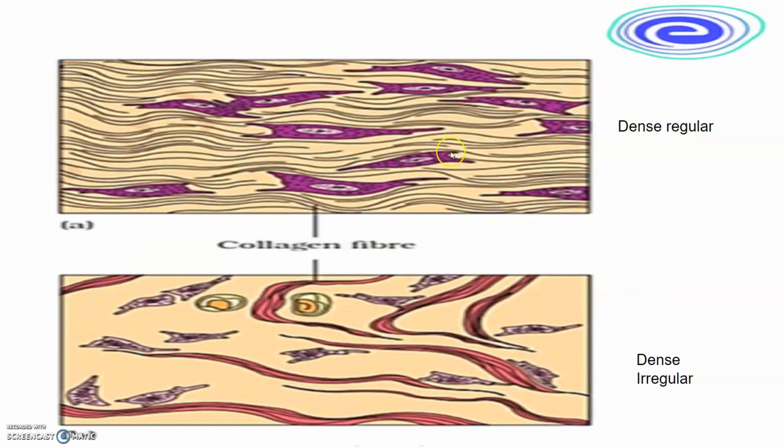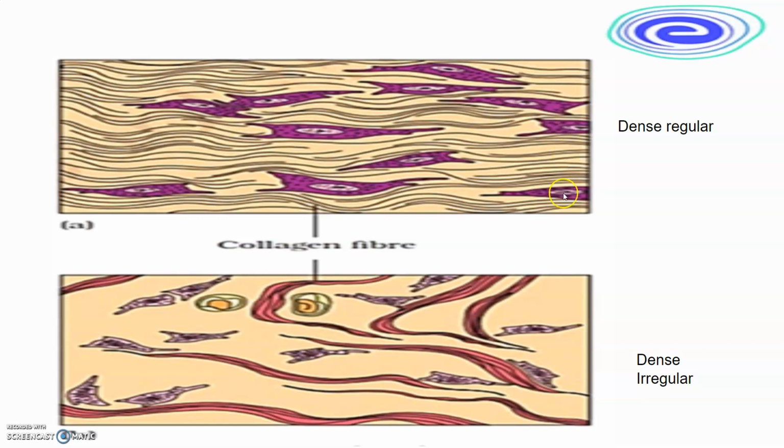Dense connective tissue. Fibers of the dense connective tissue are compactly packed, and the orientation of the fibers shows a regular or irregular pattern, and they are called dense regular and dense irregular. You can see here this is irregular and this is regular. In the dense regular connective tissue, the collagen fibers are present in rows between many parallel bundles of fibers. Tendons, which attach skeletal muscles to the bones, and ligaments, which attach one bone to another bone, are examples of this tissue.